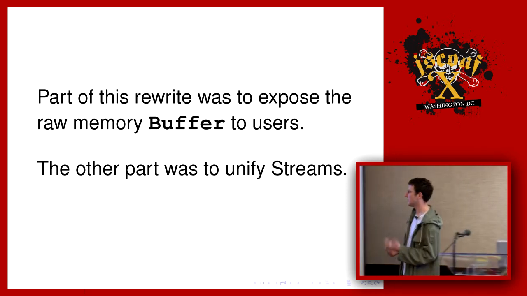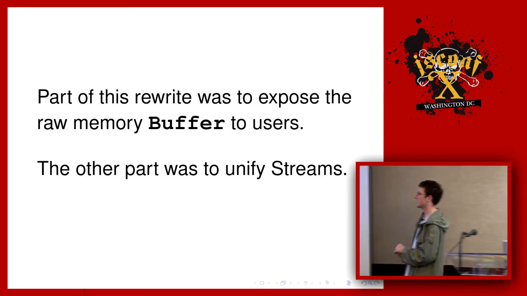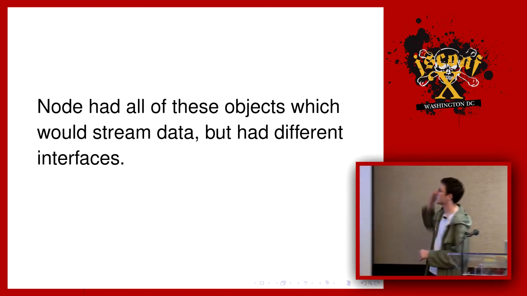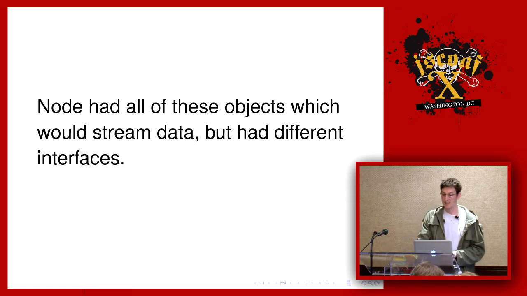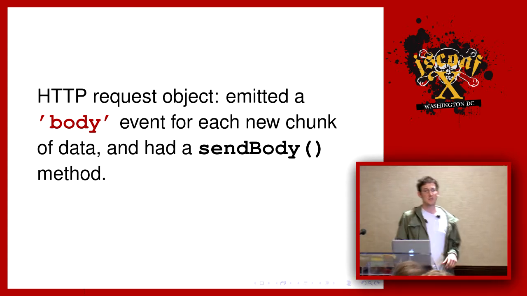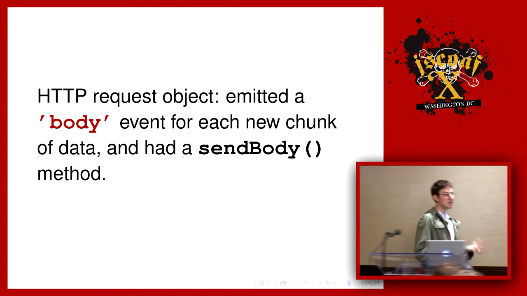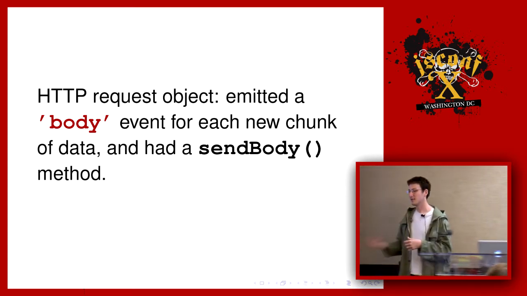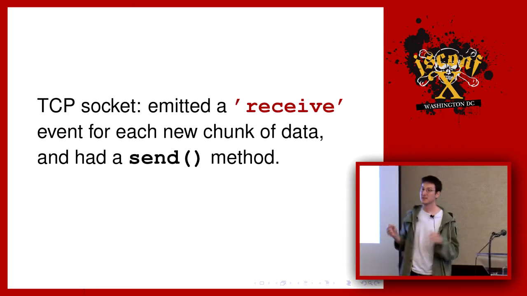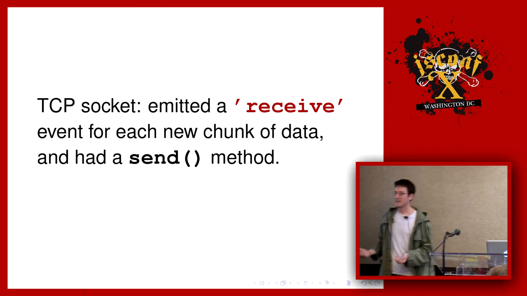The other part of the rewrite, in addition to making things more JavaScript friendly, was to unify this concept of streams. Node had all these different objects which would stream data, but they had different interfaces. Like you had an HTTP request object that emitted this body event. If somebody's uploading a movie to you, it'd say body, body, body, and you'd get various chunks of the body. And for an HTTP response object, you would have this send body function, so you could send stream data back to the user. And a TCP socket had a receive method, so when you got data on the TCP socket, it would say receive, receive, receive. And then it had a send method to send data.